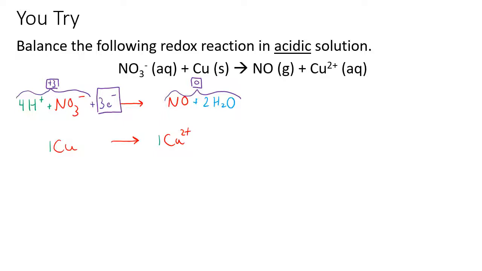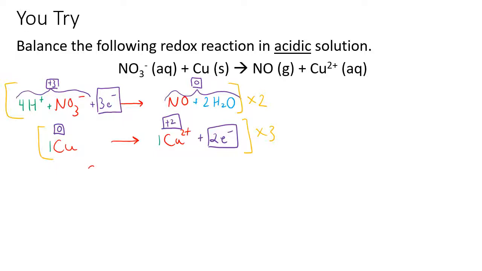In our bottom half reaction with copper, our copper has no charge, so it's a 0, and our copper 2+ ion has a plus 2 charge. So we will need to add 2 electrons to the right-hand side to bring our plus 2 charge down to 0. Next, we'll make our electrons gained equal our electrons lost by multiplying our top reaction through by 2 and our bottom reaction through by 3, giving us 6 electrons in each.